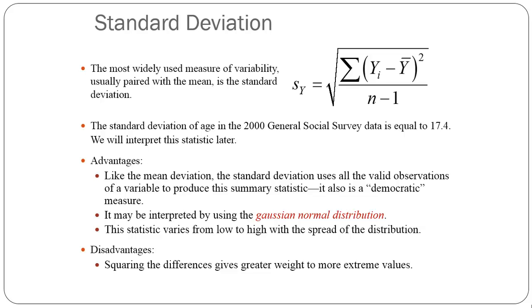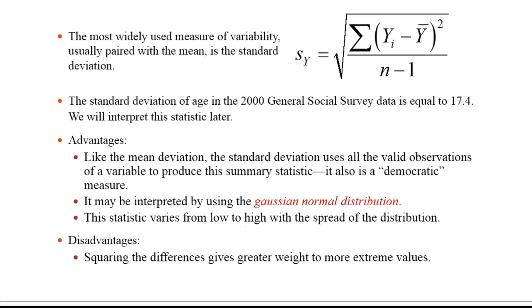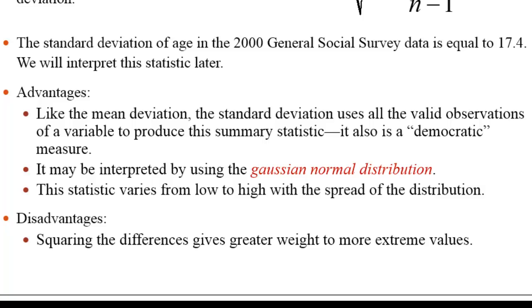Unfortunately, the standard deviation is a little difficult to interpret, but let's look at our advantages and disadvantages here. Like the mean deviation, the standard deviation uses all of the cases available to you, and so it's what I call a democratic measure. Also, while it will take some work to understand what normal distributions provide for us statistically, once you understand normal distributions, in particular the Gaussian normal distribution, this statistic can be easily interpreted. Until we get through the lectures on normal distributions, however, I suspect that interpreting this variable will go to the disadvantage column, that this is a little bit difficult to interpret.